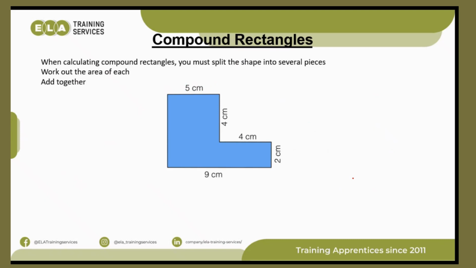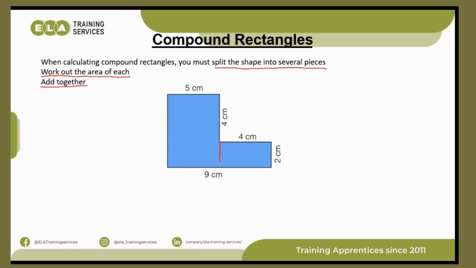So sometimes you might have to work out the area of a compound rectangle. So when calculating compound rectangles, you must split the shape into several pieces, work out the area of each, and then add together.